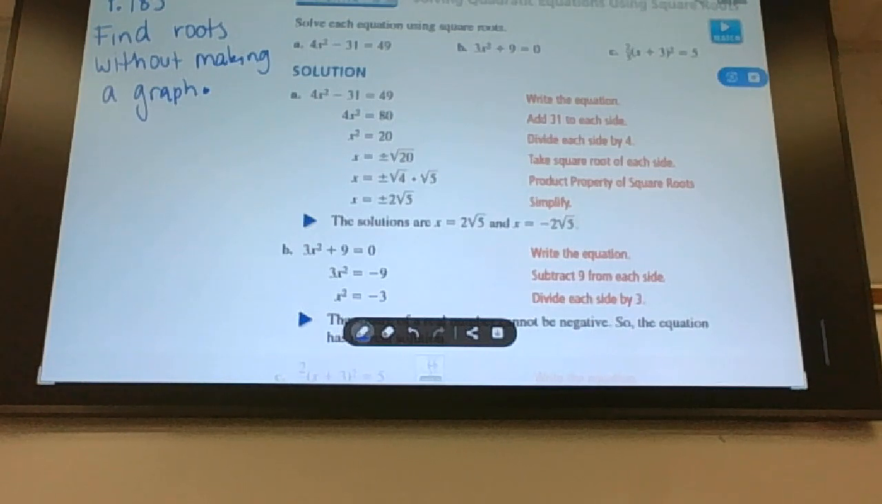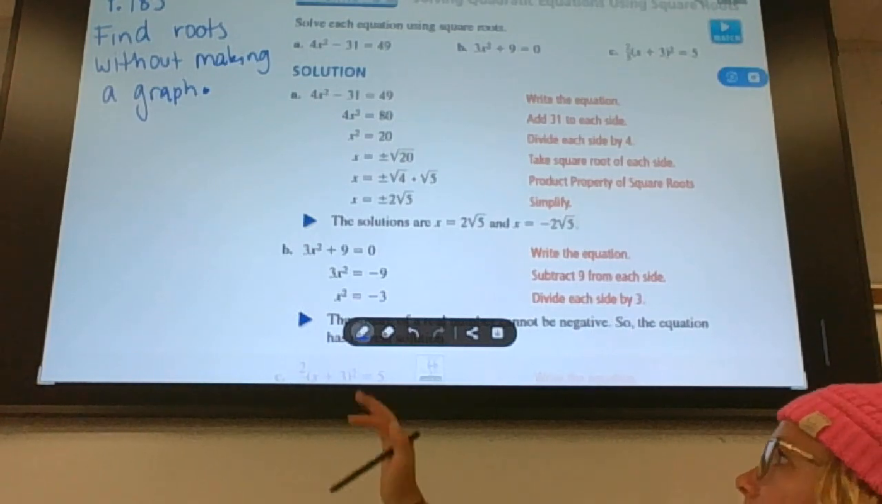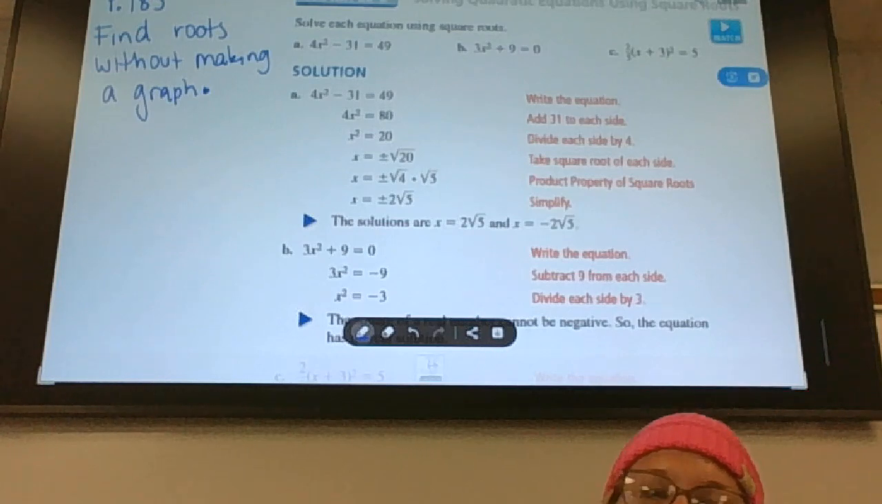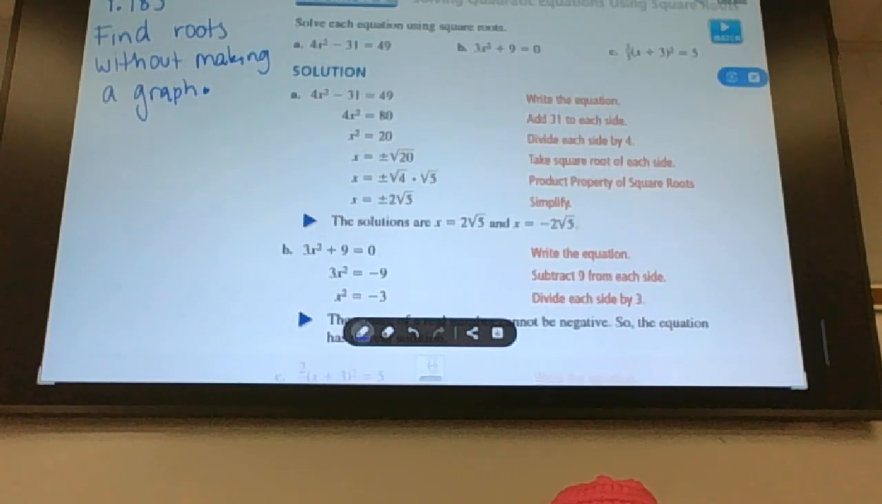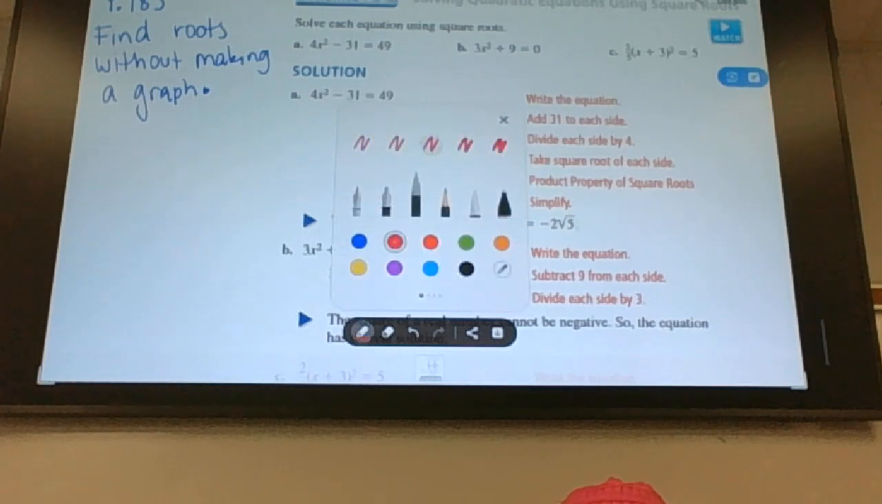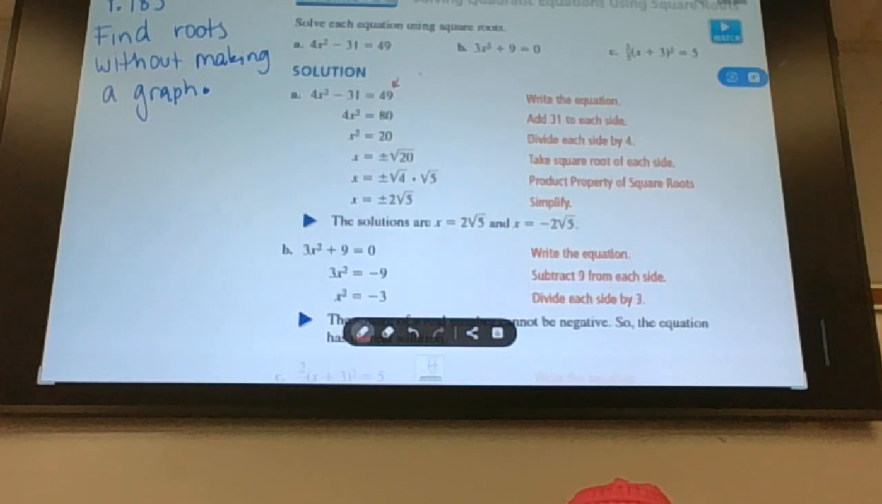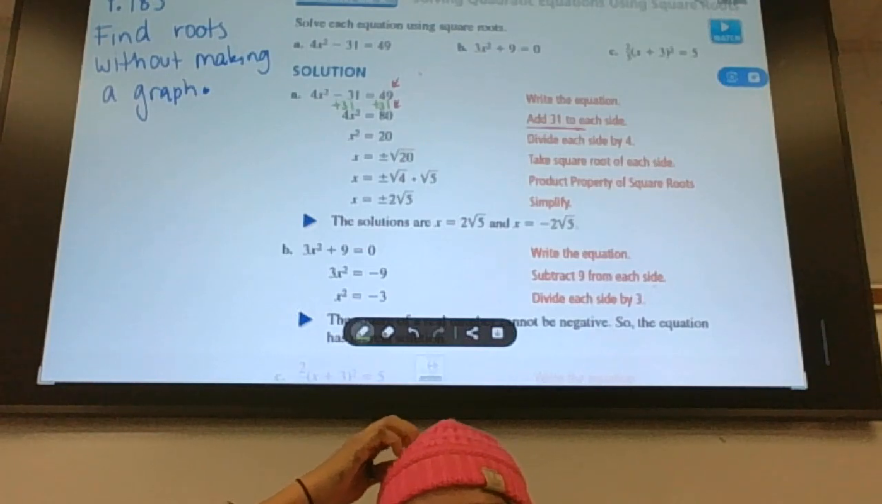Okay, so let's look at square rooting. They do have a great example here, but they do skip some work that I would like to show. For instance, letter A, how did they move from the number 49 to the number 80? How did that happen? It states it here, but for students who don't read those red steps, they look at this and they say, I have no idea what's happening there. Let's show the work. They added 31 to both sides, so it gets to 80.